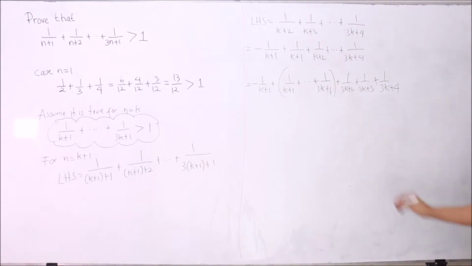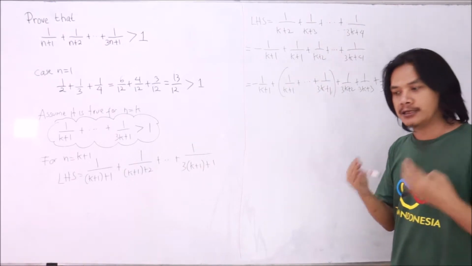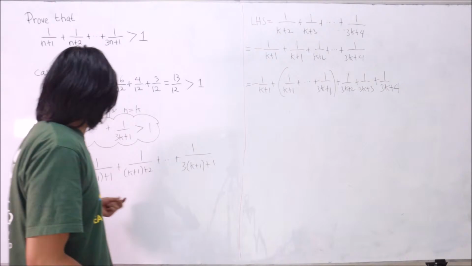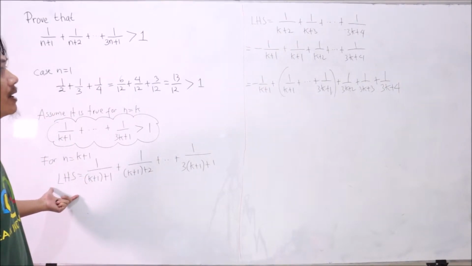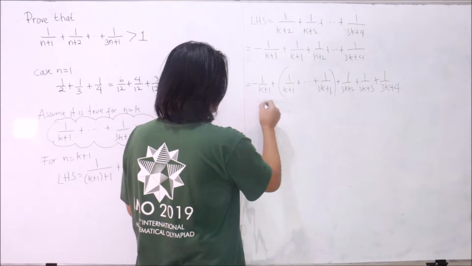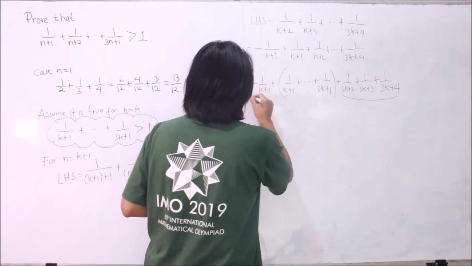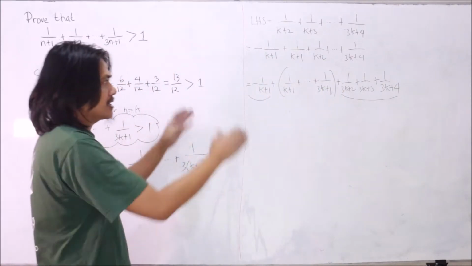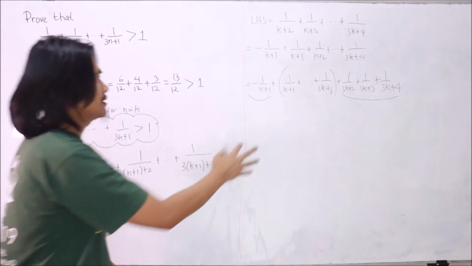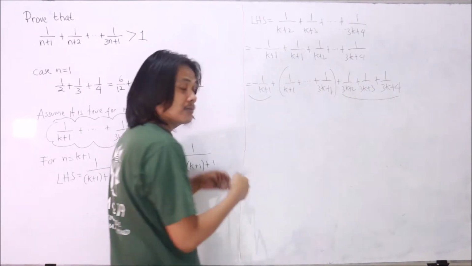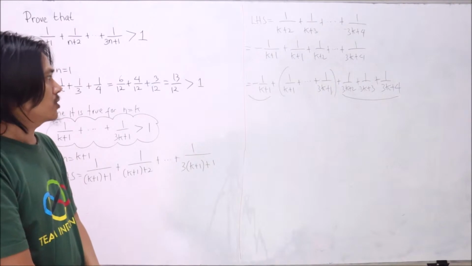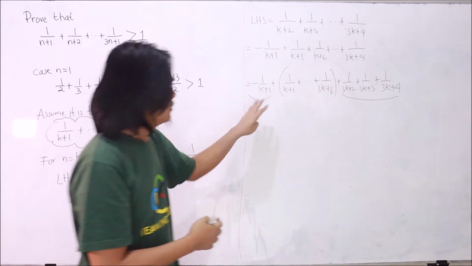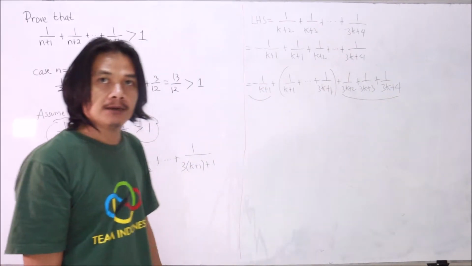And we know this part is strictly greater than 1. So we will be able to show that the left hand side is strictly bigger than 1 if the rest, which is this plus that one, is positive. If the rest of the expression inside the parenthesis is positive, then we have 1 plus a positive number, which is still greater than 1. So it is enough to show that this plus those three terms are positive.